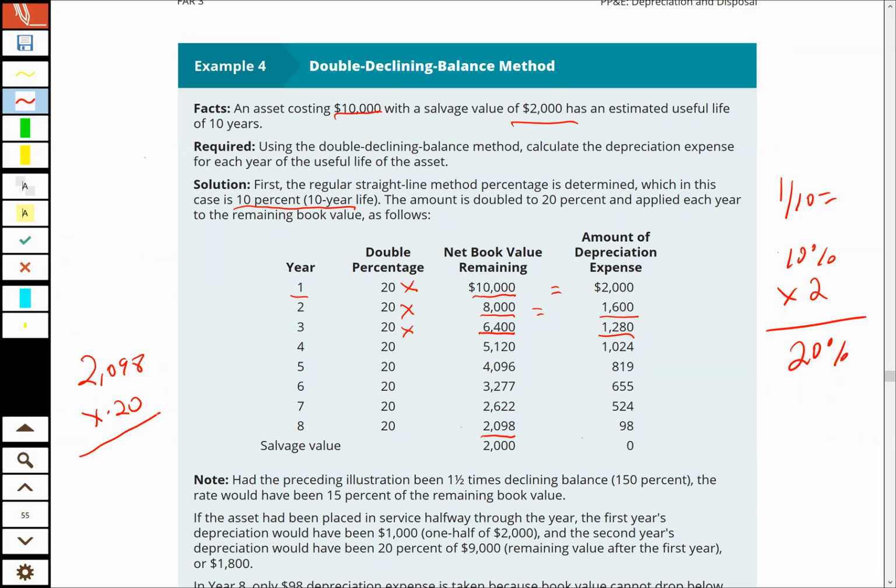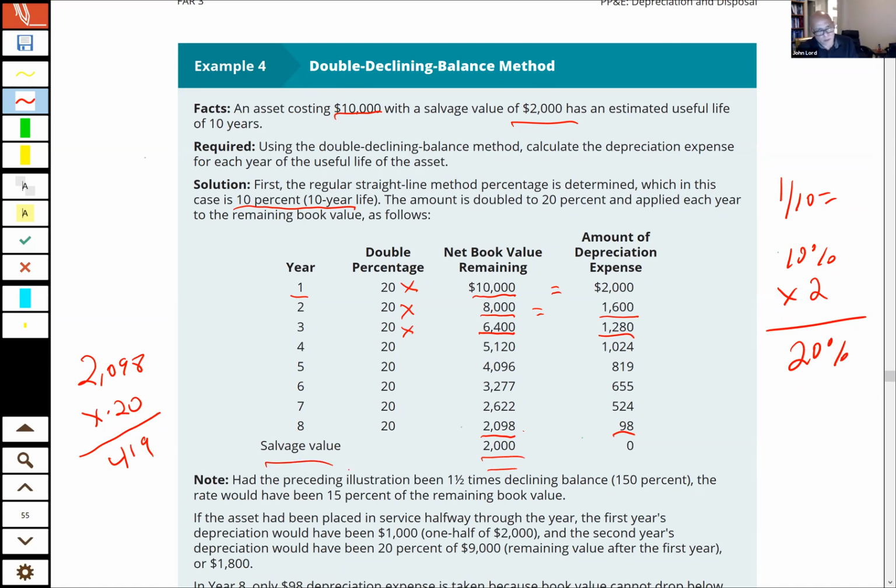$419.6. 419. And if you took 419 of depreciation, what would happen? That would now bring this book value, 2,098 minus 419, down below the 2,000. So notice they only took 98 so that they did not depreciate below the 2,000 salvage value.